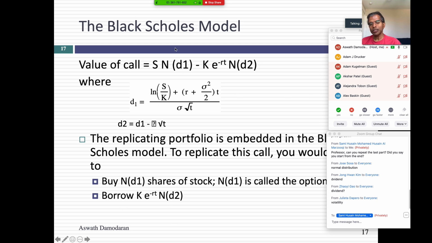Buy N of D1 shares of stock, that's the option delta, and you borrow the present value of the strike price times N of D2, and you've created the replicating portfolio. So what we did in the binomial happens in the Black-Scholes. In fact, everything in options is built around the replicating portfolio. I already told you option delta is N of D1.